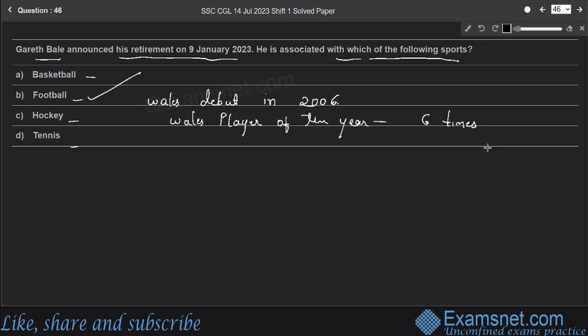Bale played a record 111 games for his country and was a 5-time Champions League winner with Real Madrid. He captained Wales in their first European Championship in 2016. So, captain in 2016.